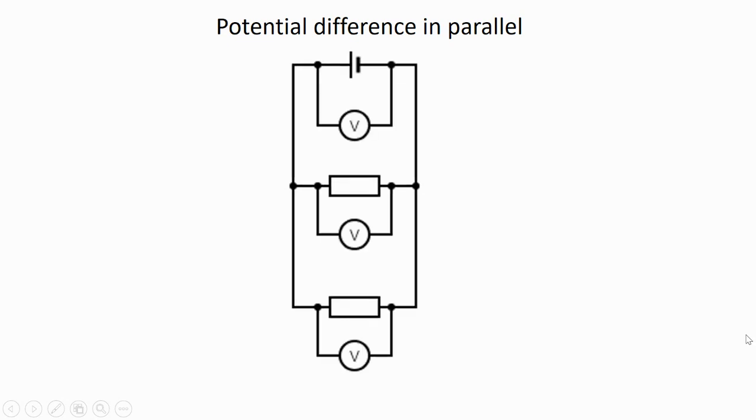So you might see it drawn like this. We're measuring the potential difference in parallel. So the voltmeter will tell us the voltage or the potential difference across each resistor. They will all read the same. So if this was 6 volts, this will be 6 volts, this will be 6 volts. All right, potential difference is always the same in parallel.